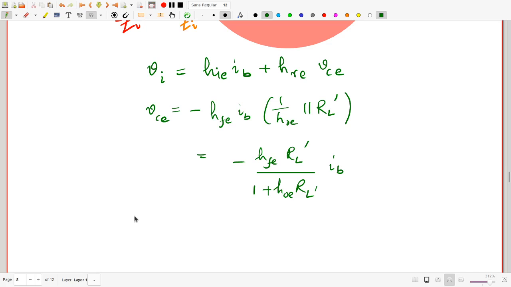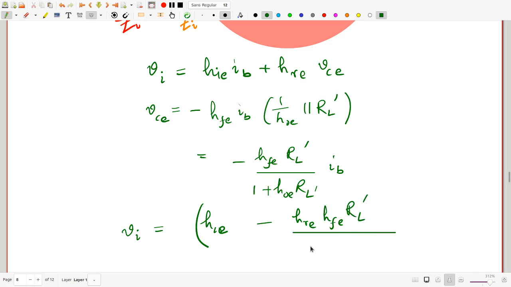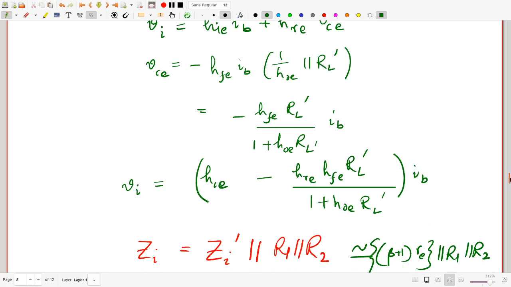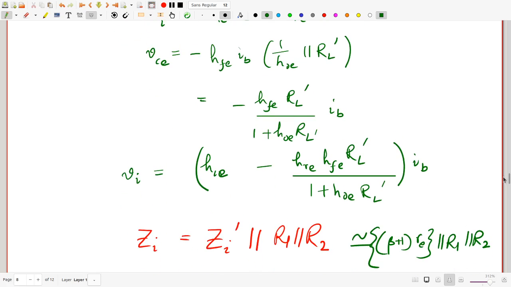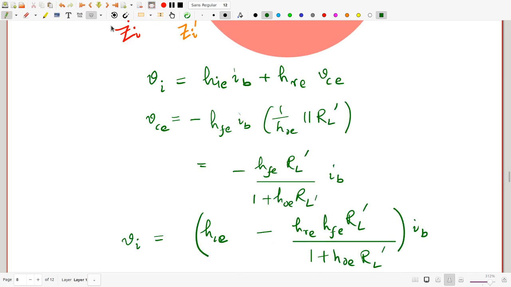Right now what we want is VI by IB, and for that what I will do is simply take this expression and plug it back here. So you get HIE minus HRE HFE RL prime by 1 plus HOE RL prime, whole into IB, and that's what gives me my ZI prime. ZI prime is a ratio between VI and IB, so ZI prime simply works out to be this quantity. Okay, so let me just rewrite this to show you what ZI prime is. Just divide the VI by IB and you have got ZI prime.